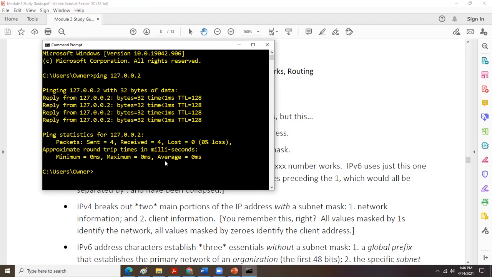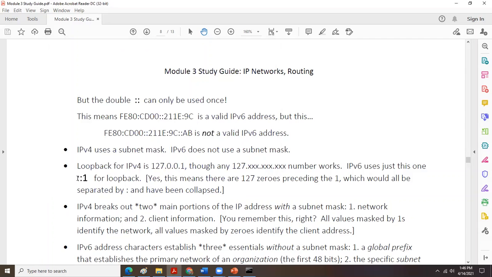It doesn't mean that everything else is there. Maybe the rest of the physical connectivity, the wiring further down the line is barfed. But I know the problem doesn't have to do with my software and my network interface, at least as far as the IP protocol is concerned. If I have IPv6 running, I can ping ::1. That's my loopback address.